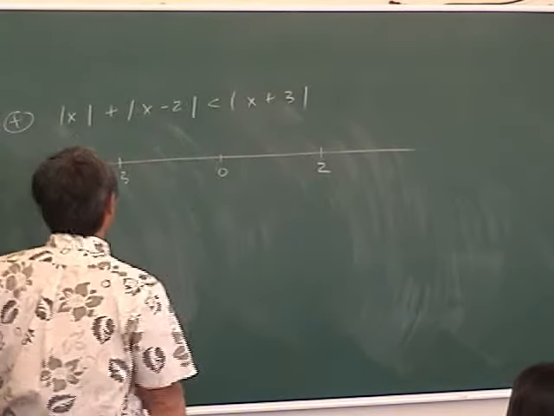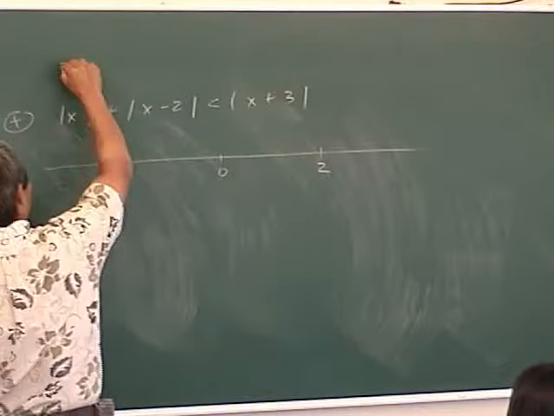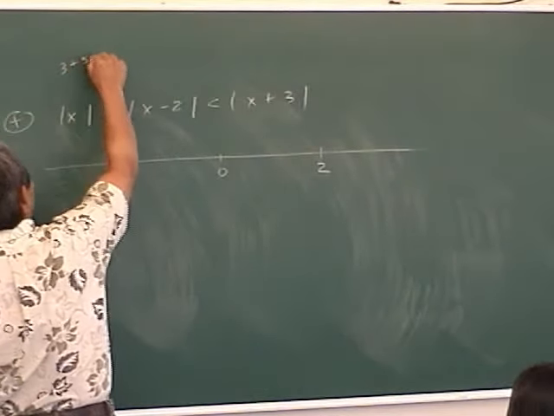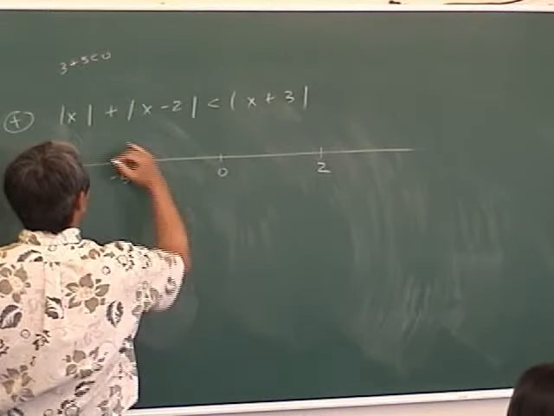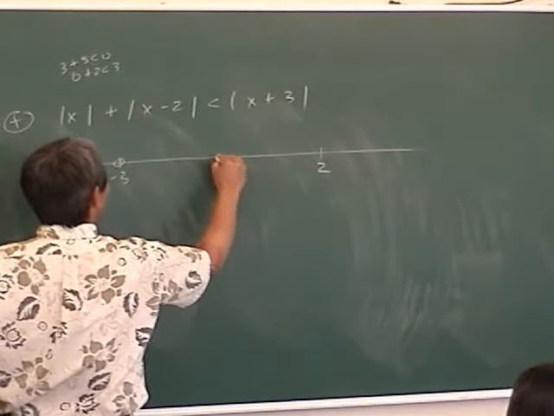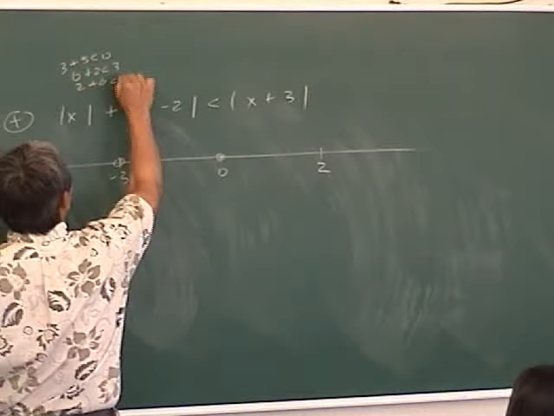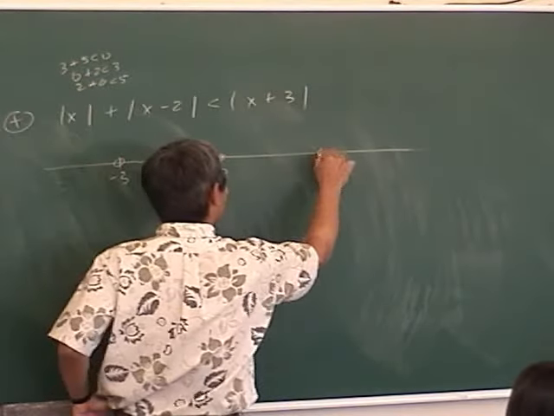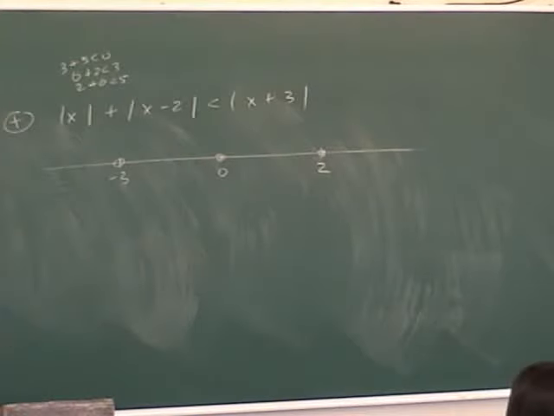Okay, now is -3 part of the solution? If I plug in -3, what do you get? You get 3 plus 5 is less than 0. Is that true? I don't think so. If you plug in 0, you get 0 plus 2 is less than 3. I think so. If you plug in 2, you get 2 plus 0 is less than 5. Yes, I think so. I don't know why students have trouble just plugging in whole numbers.